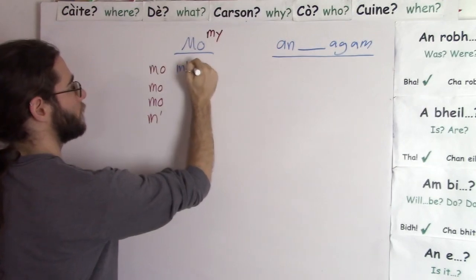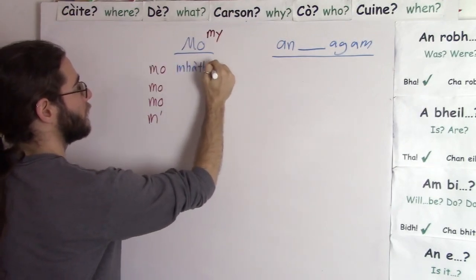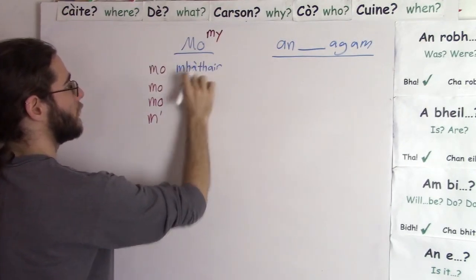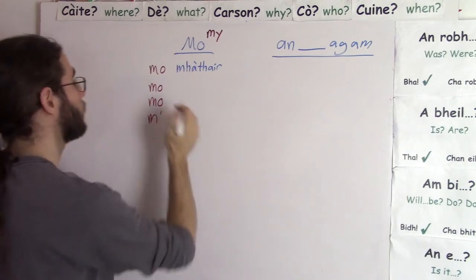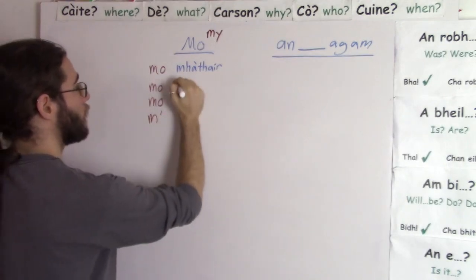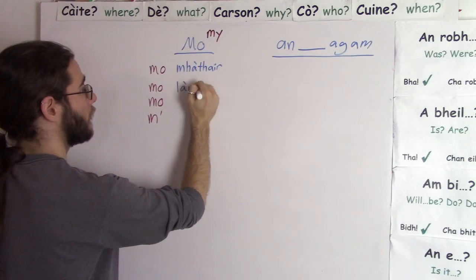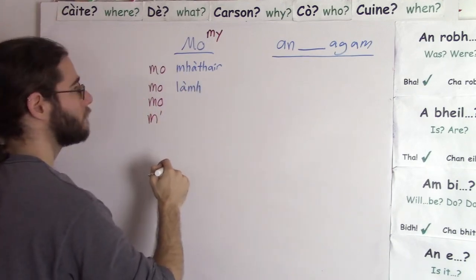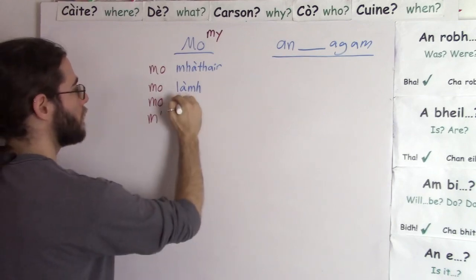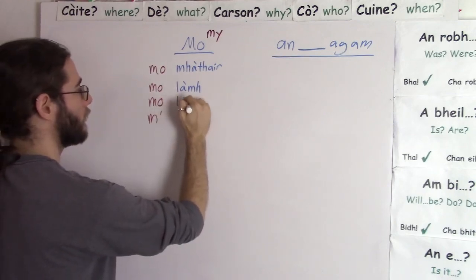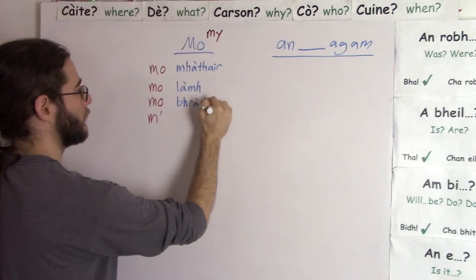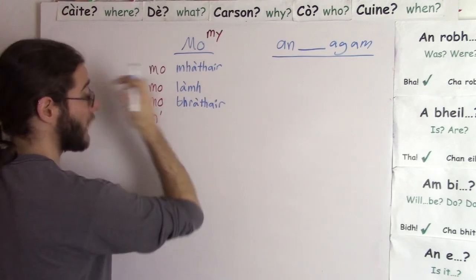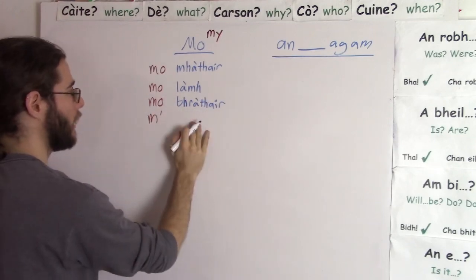movaher, right? Movaher, my mum. And then we could say molav, my hand. What else could we say? Movraher, my brother.